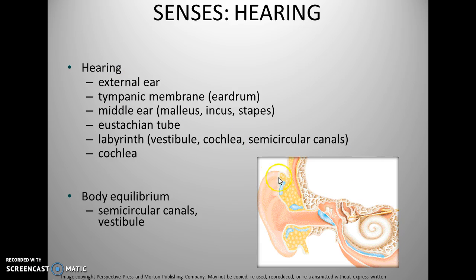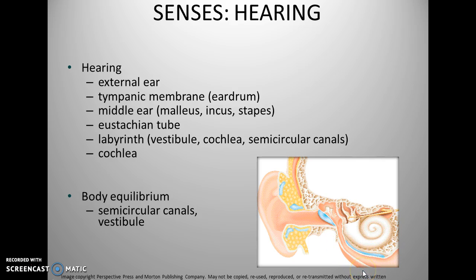You have the external ear, which is located here. Right? You have the tympanic membrane, which is located here. You have the middle ear, which translates the sounds from outside the body to inside the body. You have malleus, incus, and stapes. Malleus, incus, and stapes. You have the Eustachian tube. The reason why right here.